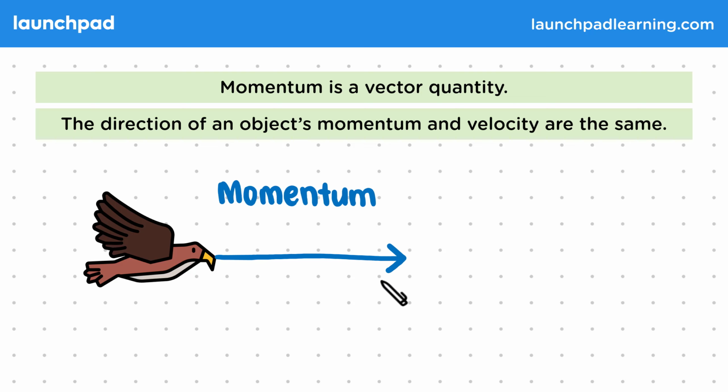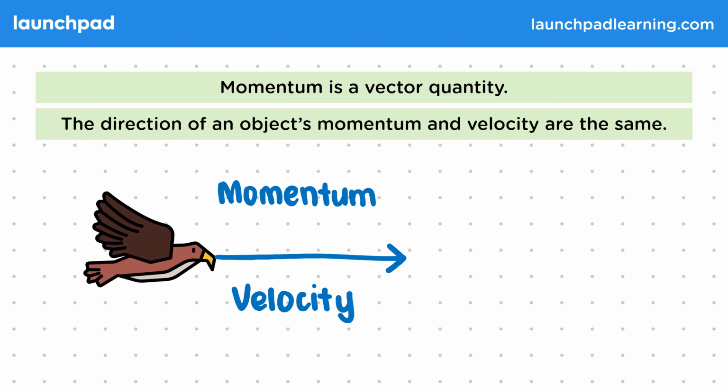Let's visualize this with an example. Here we have a bird flying forward with some velocity. Here, this arrow represents the direction of the velocity vector. The bird will also have a momentum, given by its mass multiplied by this velocity. The momentum will also have direction, the same as the velocity's direction. It's extremely important that you understand that momentum has a direction like velocity.